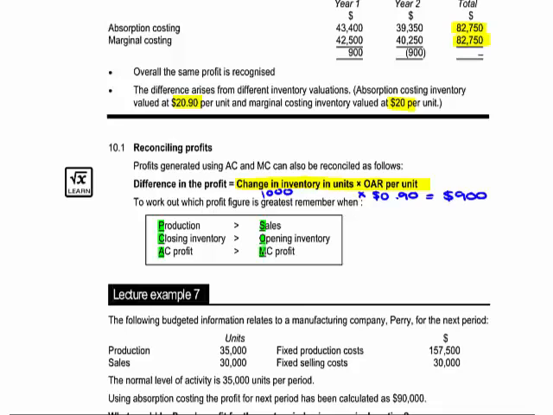And if production is equal to sales, closing inventory is equal to opening inventory, and absorption costing profit is equal to marginal costing profit. However you remember it, you need to find a way of remembering that when stocks are increasing, absorption costing profit is more, and when stocks are decreasing, marginal costing profit is greater.